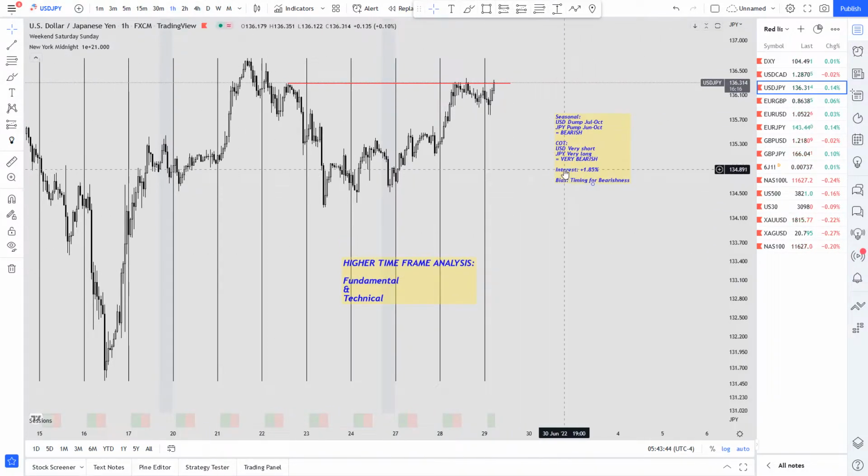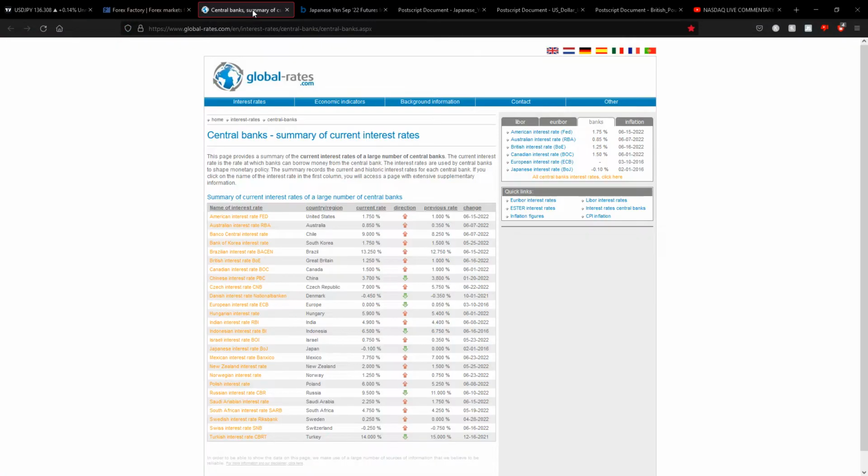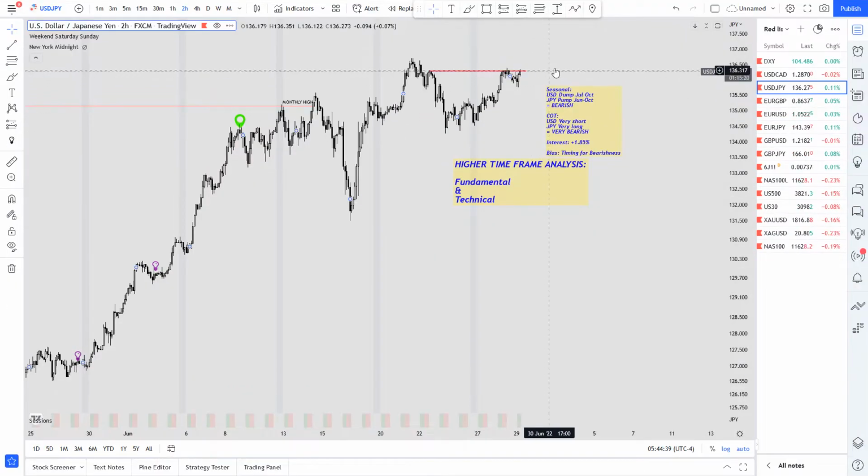So with this pair, seasonals indicate bearish, COT indicates bearish as well. However, interest rates are quite bullish. So in the next interest rate report, since the American one changed quite recently, however the Japanese one hasn't changed for 6 years, if Japan shows that it's getting stronger and America shows that it's getting weaker, then all three of these fundamental analyses will be in line and it'll be a very strong bearish sign for this pair.